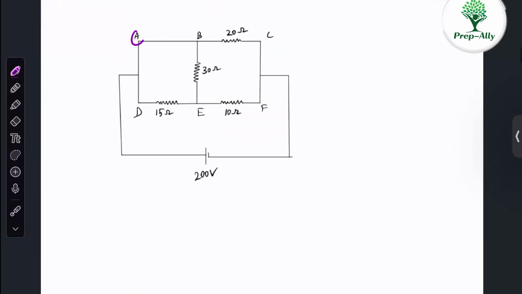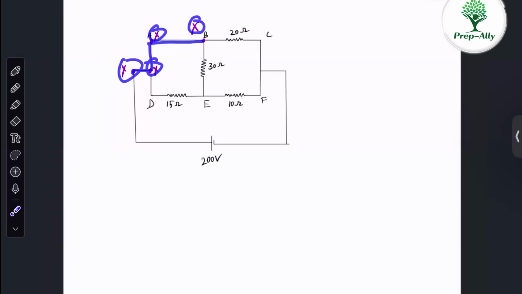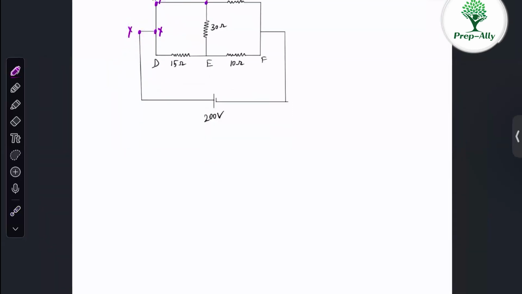If this point is X, then this will also be X, same potential X. So the potential of all these points are equal because they are connected by wire, so we can give the same name for that. The positive terminal of the battery is connected to this X, and the negative terminal, let it be connected to some Y. Then this will also be at the same potential Y, and this will also be at the same potential Y.